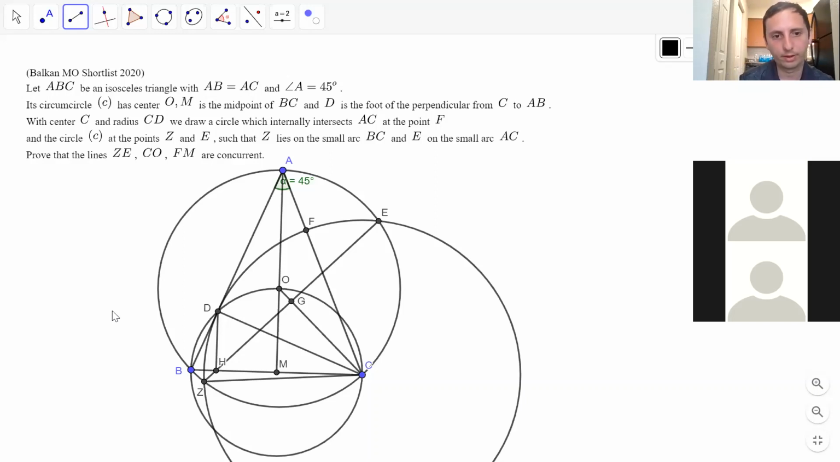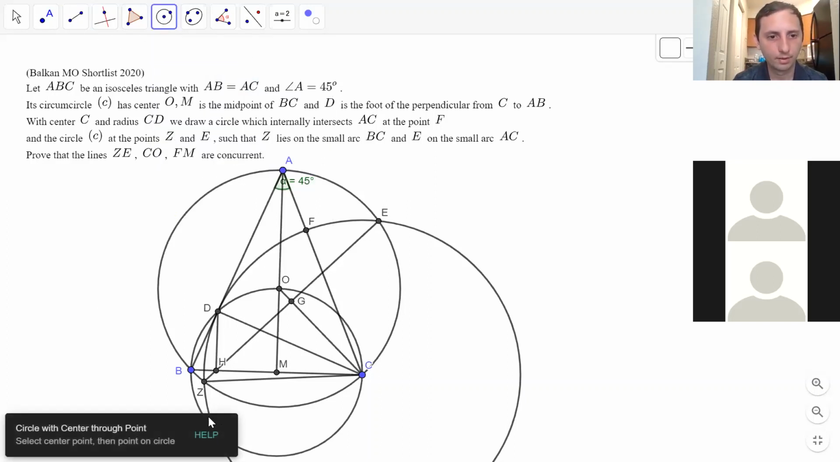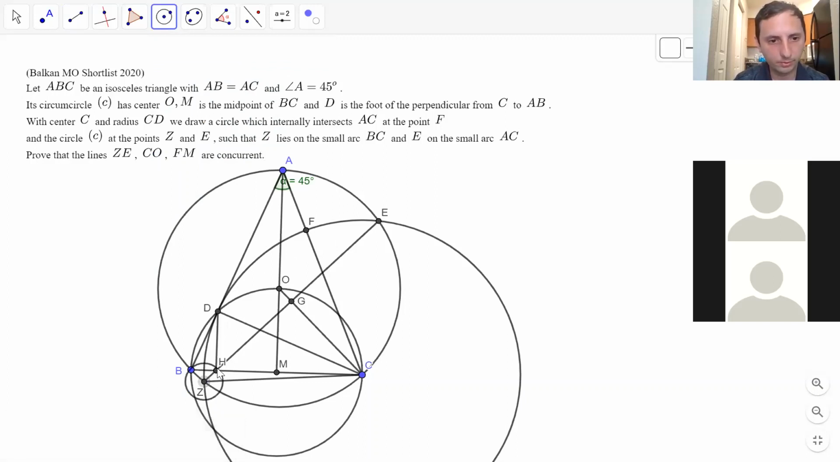I guess we would want to show that angle ZHD is equal to angle ZHM. So is ZHB isosceles? I think that might be true just by an angle chase. Yeah, I feel like that has to solve it. So if we can show ZHB is isosceles, HD is equal to HM by an angle chase. All right, I'm going to start writing this up, but I think we have a good strategy here.